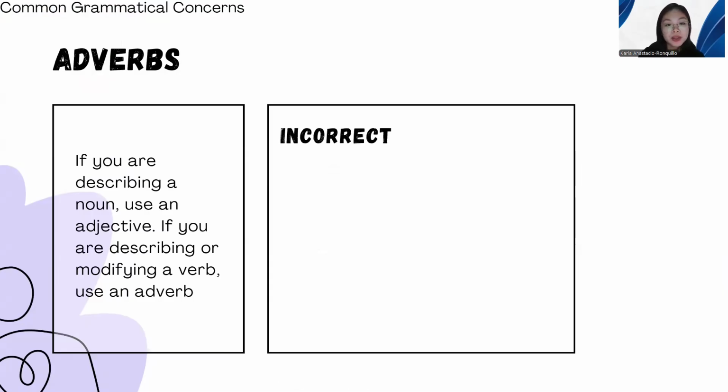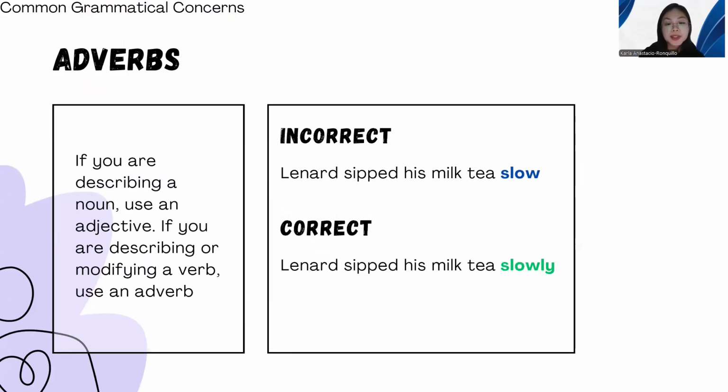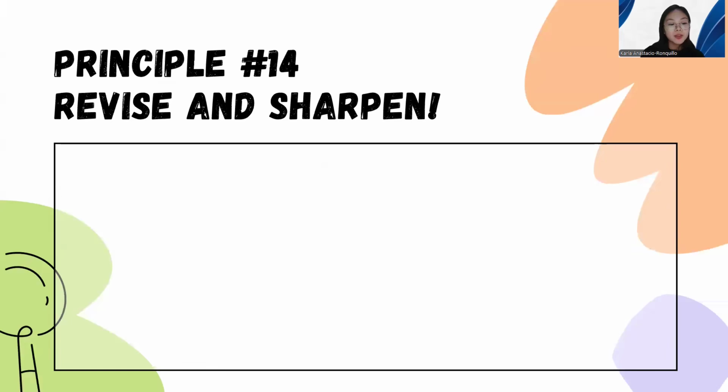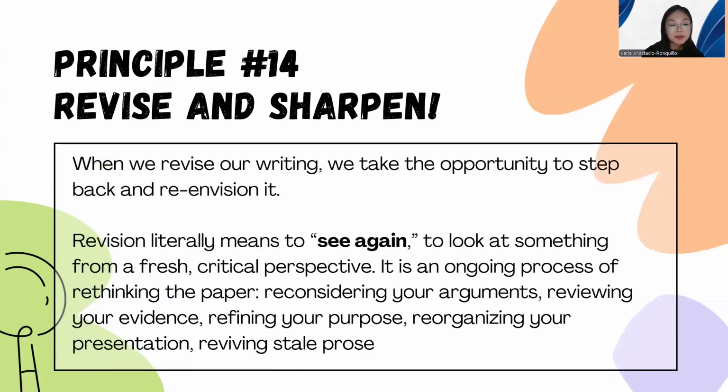For an example, it is incorrect to say, "Leonard sipped his milk tea slow," but rather, it is correct to say that Leonard sipped his milk tea slowly. Now, let's move on to Principle 14, revise and sharpen.